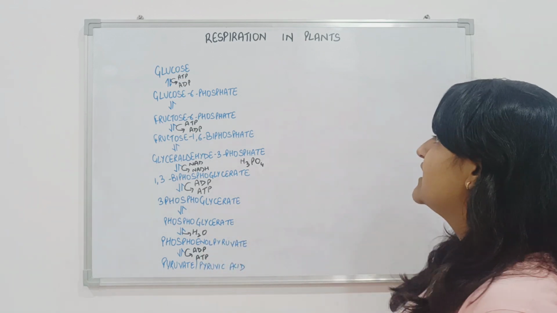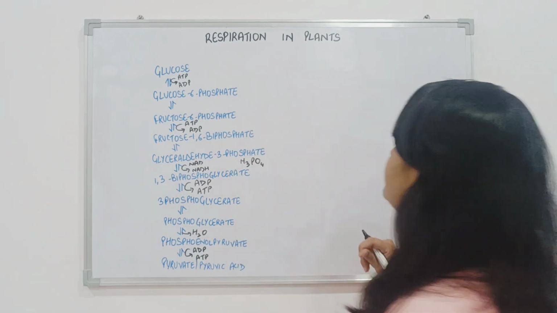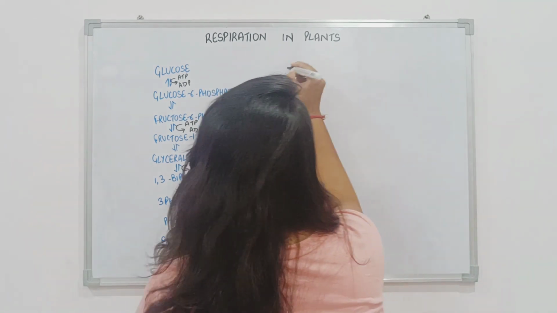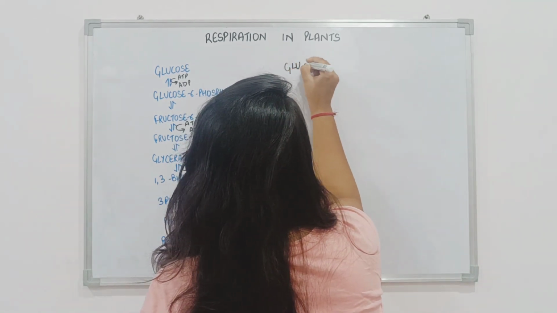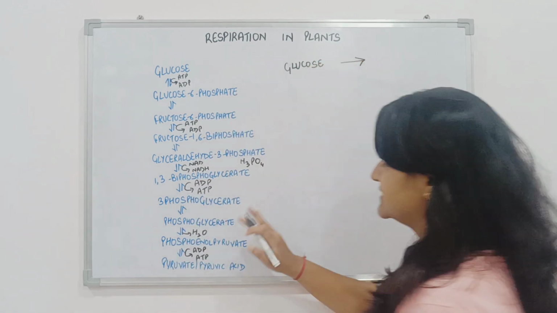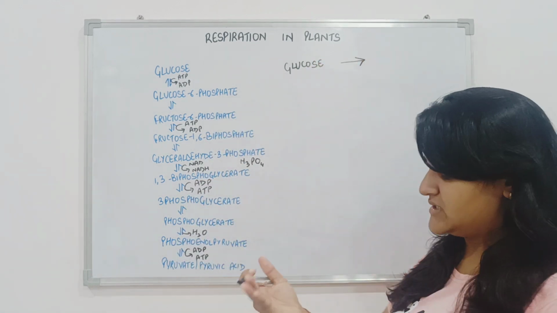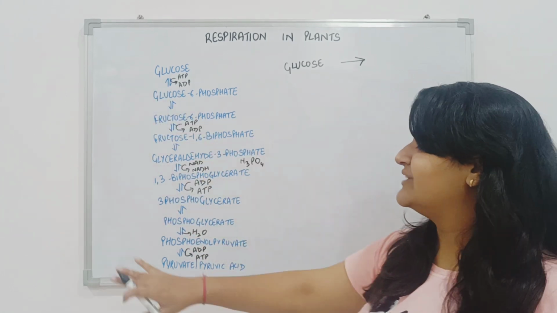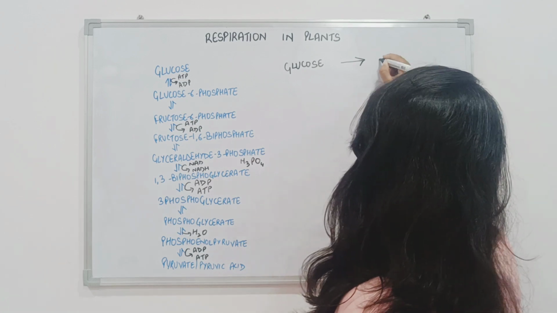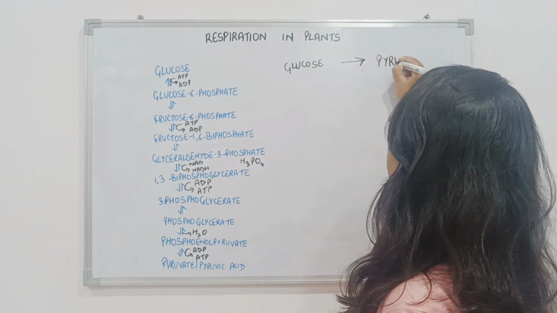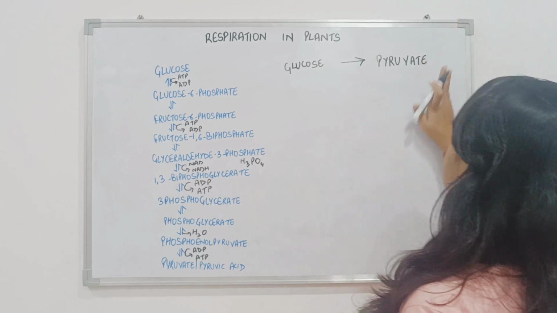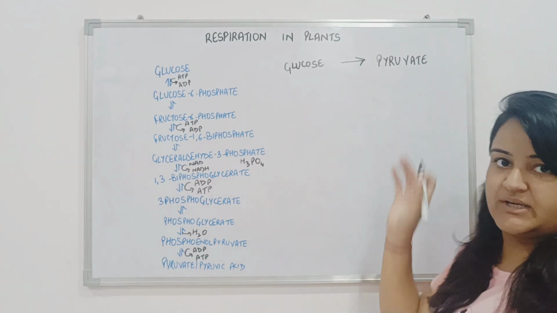So firstly, you see, here only glucose was used. And what are the products? The main product is pyruvate. Okay, from glucose we need to make pyruvate in plants, right? So this is the main reaction that is going on and that is required, glucose to pyruvate, right?